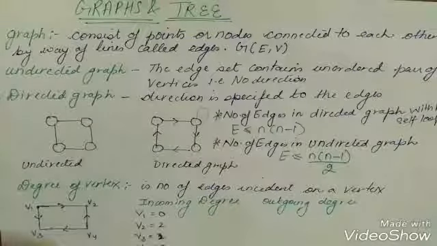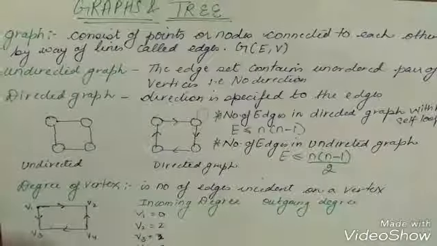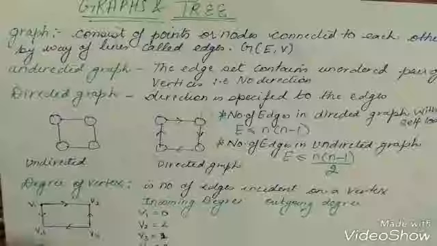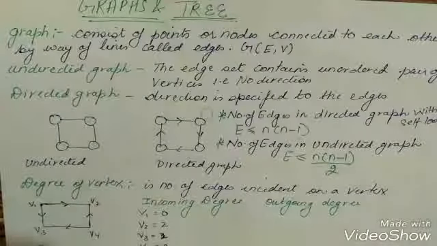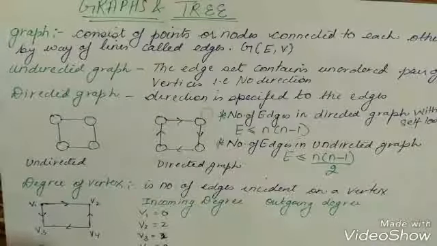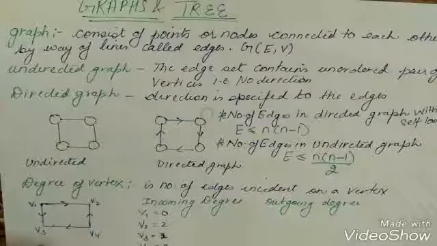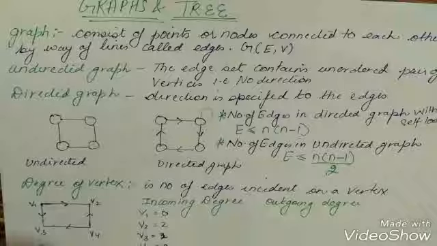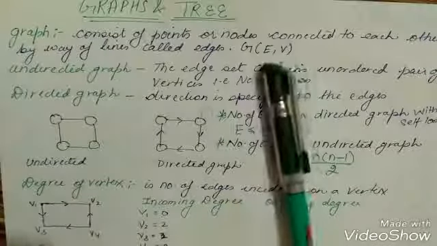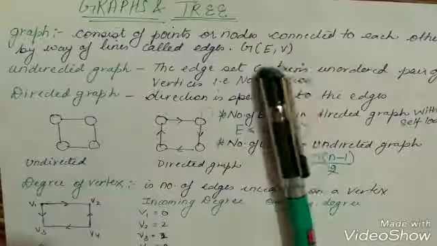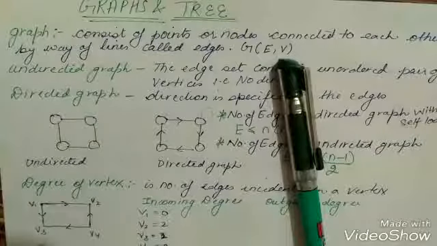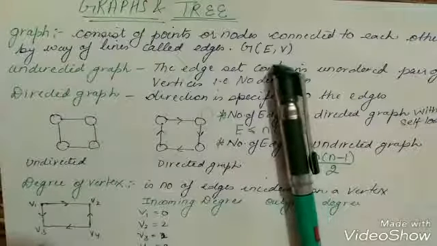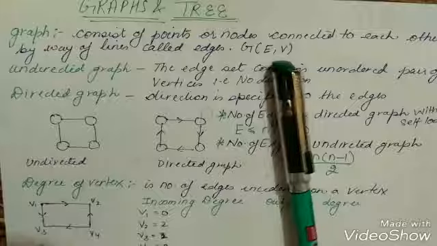So let us begin. What do we mean by a graph? A graph consists of points or nodes connected to each other by way of lines called edges. Like here we can see that a graph has been represented with two components, E and V. E stands for the edges and V stands for the vertices, right? So this is how we represent a graph.